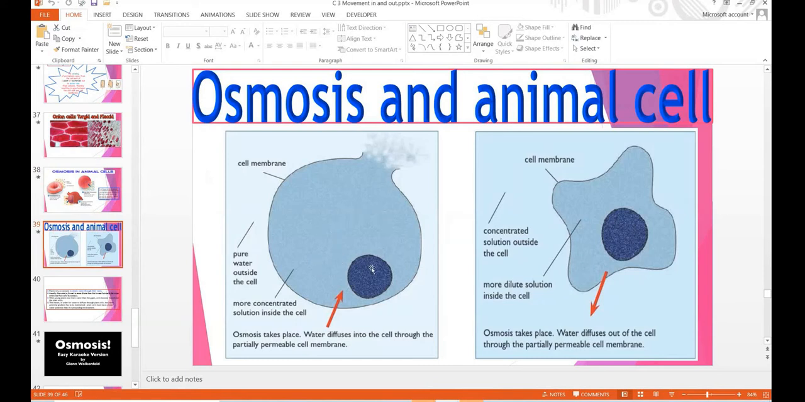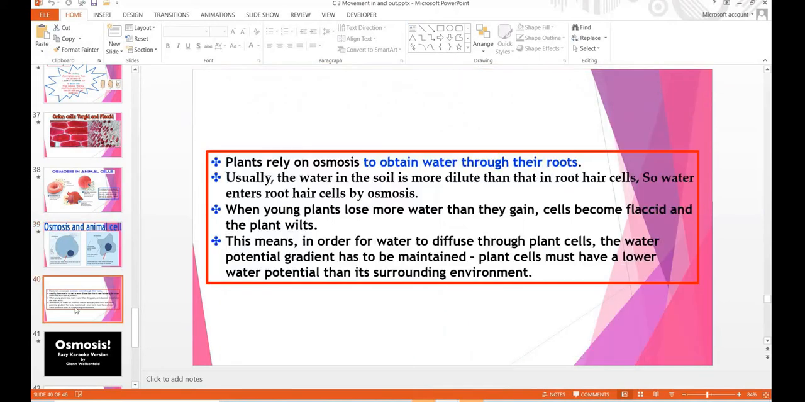This is the turgid swollen cell because of the osmosis from outside to inside, and this is the flaccid cell. You can see osmosis has taken place and water diffuses out of the cell through this partially permeable cell membrane. Is it clear, sweeties? Any questions?